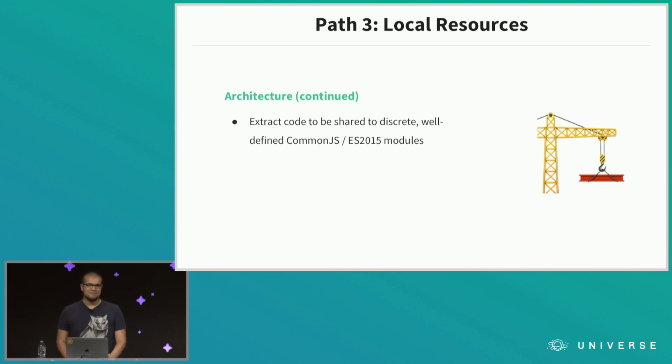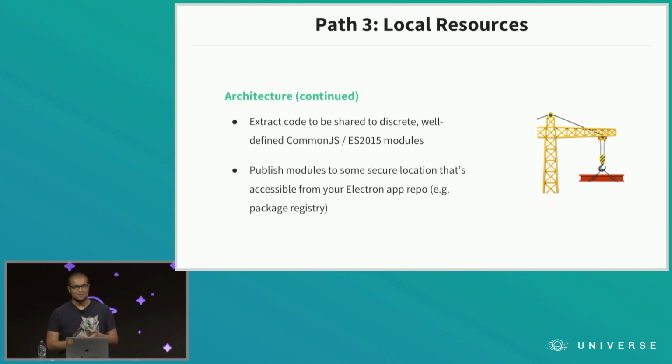So then we probably need to make sure that our Electron app can get to these modules somehow. We can do this by publishing to some secure location that you can access from your Electron app's repo. This could be something like a node module package registry, like npm enterprise or Artifactory, or public npm if you're working on an open source project. You could also do something like working in a single repo and just requiring modules from local paths in that repo. You could use Git submodules if you really wanted to. There are a lot of ways to approach this, although the package registry seems probably the most straightforward of these.